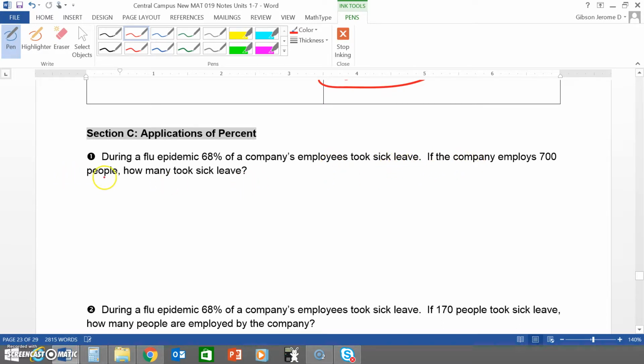If the company employed 700 people, how many took sick leave? So basically, we know that they have 700 employees. And then of these employees, 68% took sick leave. So it'd be 700 times 0.68, and it equals some number we don't know.